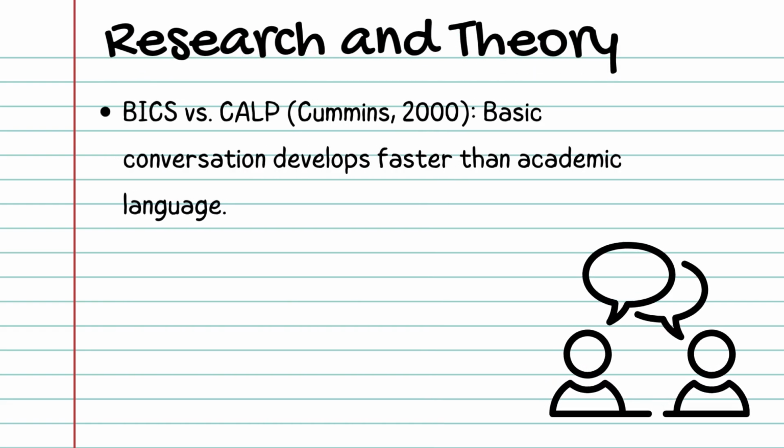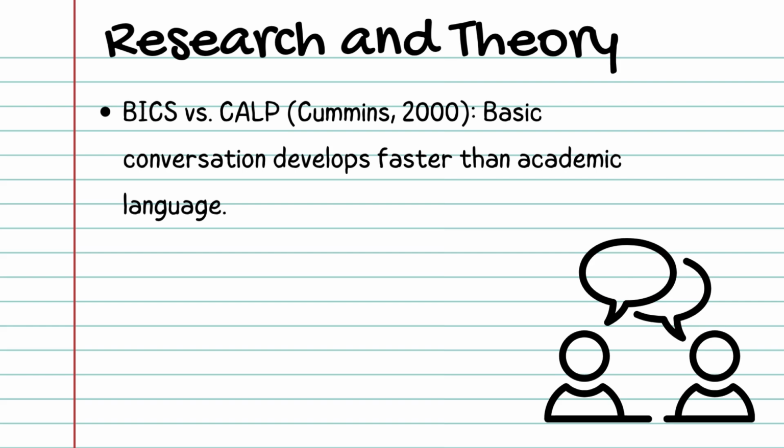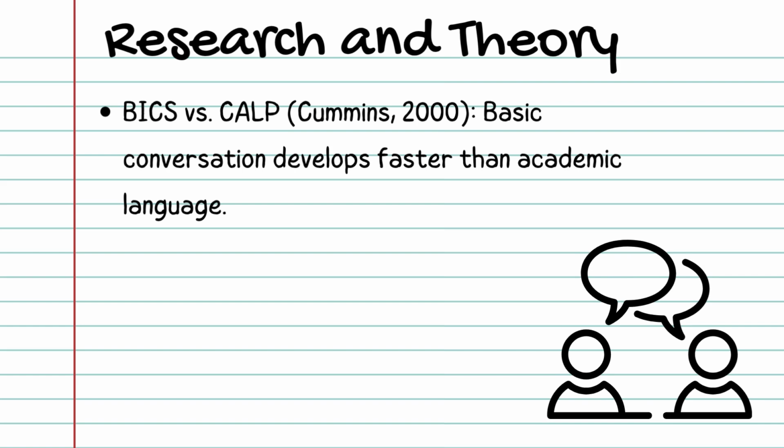One major framework that helps us understand language learning is Cummins' BICS and CALP. BICS stands for Basic Interpersonal Communication Skills. This is the social language that students develop quickly. So think of everyday English like, can I go to the bathroom? Or, what's your name? Then, on the other hand, we have CALP, which is Cognitive Academic Language Proficiency.